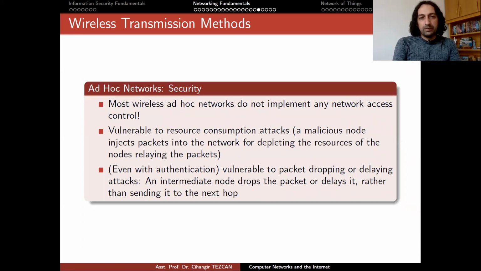So let's talk about the security of ad hoc networks. Most wireless ad hoc networks do not implement any network access control. So they are vulnerable to resource consumption attacks, and malicious nodes might inject packets into the network to deplete the resources of the nodes relaying the packets. Even with authentication, these networks are vulnerable to packet dropping or delaying attacks. An intermediate node drops the packets or delays them rather than sending them to the next hop.